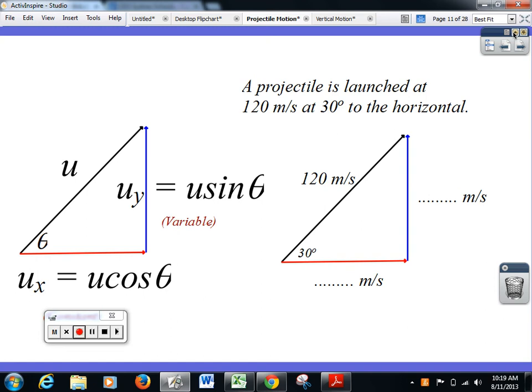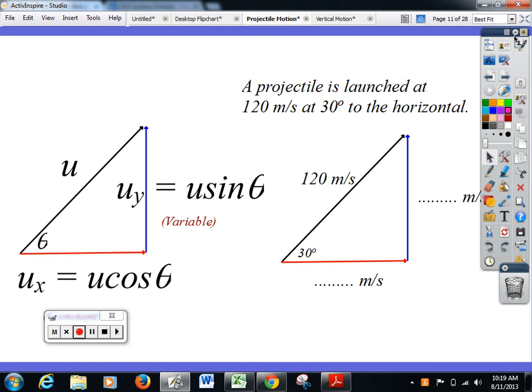Once it leaves the barrel, the only force that starts acting on the bullet is the force of gravity, its weight, and it pulls it down. Right, so let's work out the horizontal velocity. It's u cos theta. So u is 120, cos 30. Now cos of 30, people who remember, that is 0.866. And how many metres is that? 103.9. We'll just go 104 metres per second.